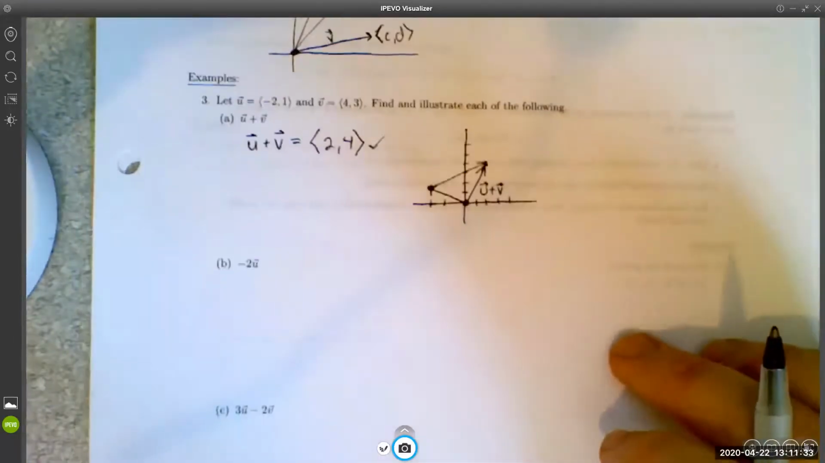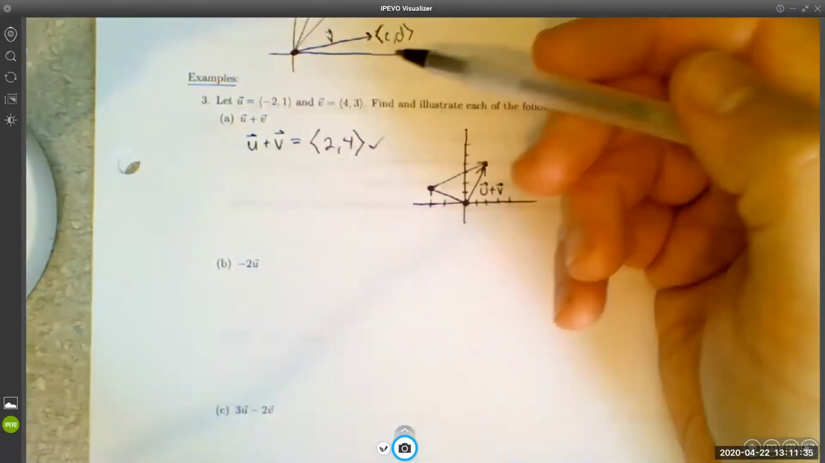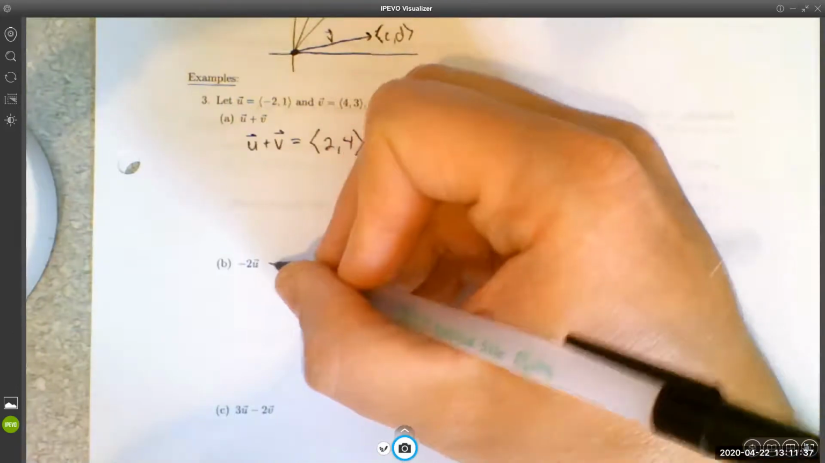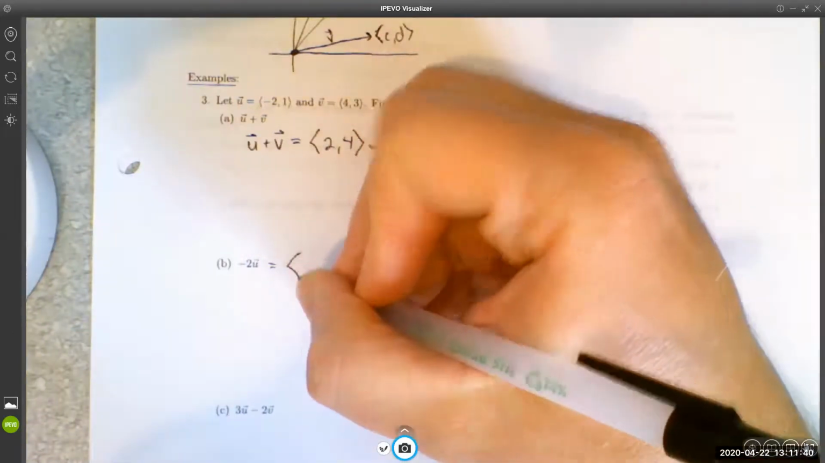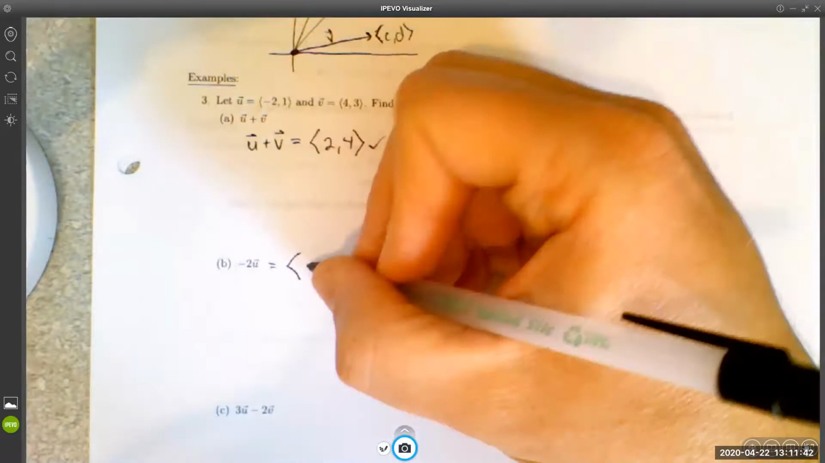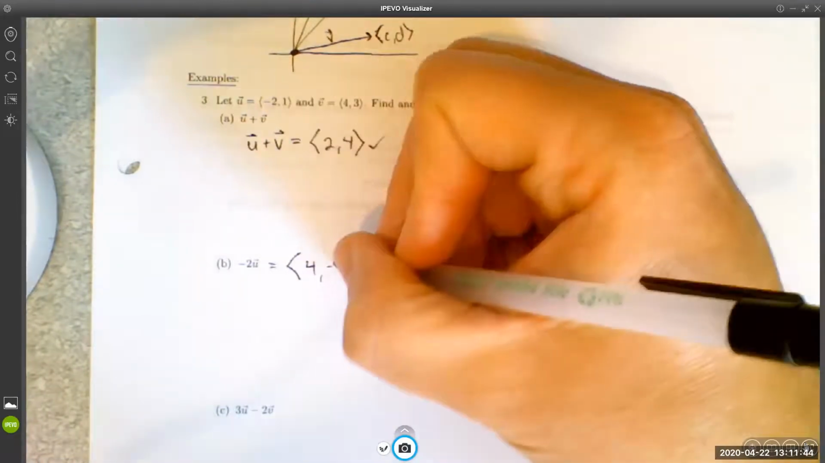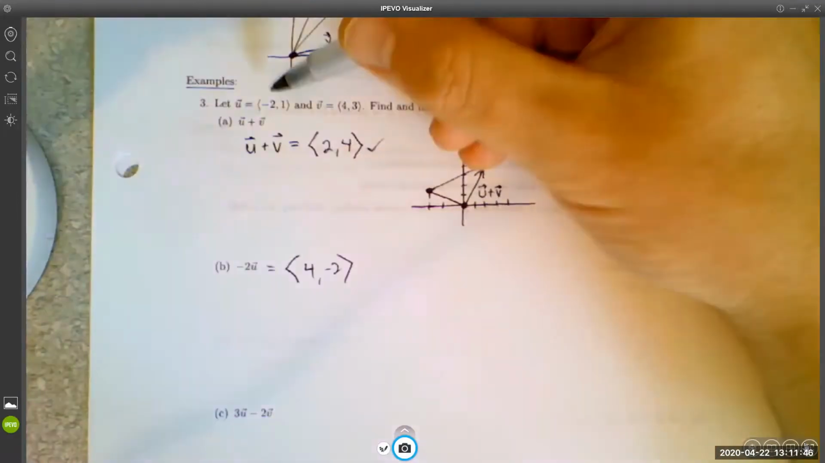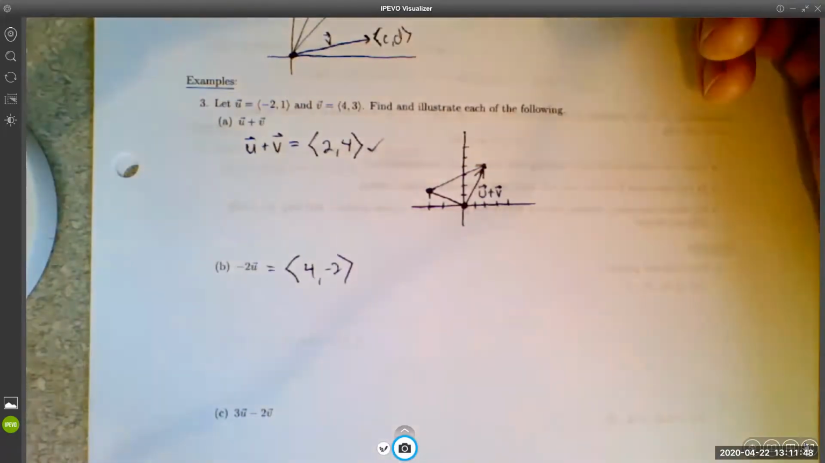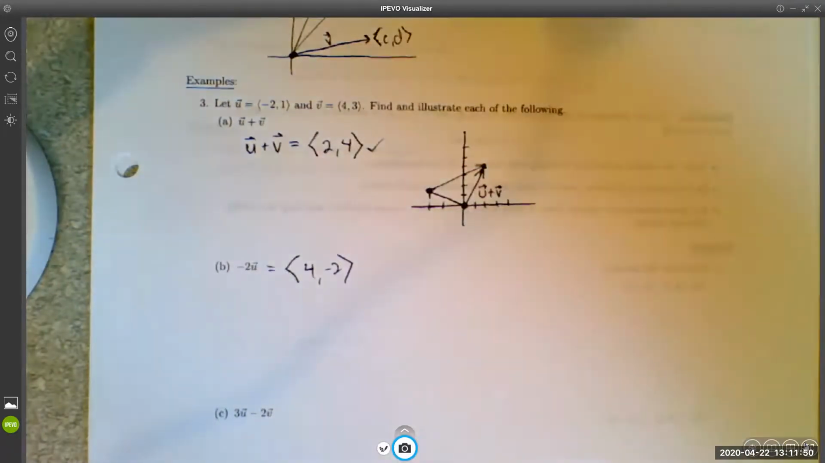So -2u. Well, if u is -2, 1, then the -2u should be 4, -2. Right? I'm just distributing the -2 here. So 4, -2. Okay, and that's that one.